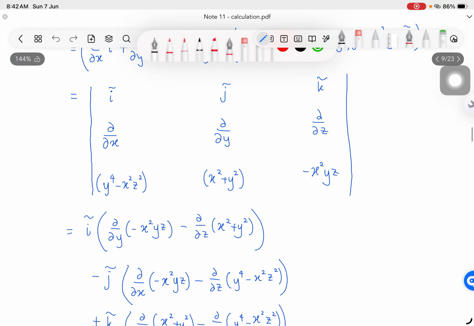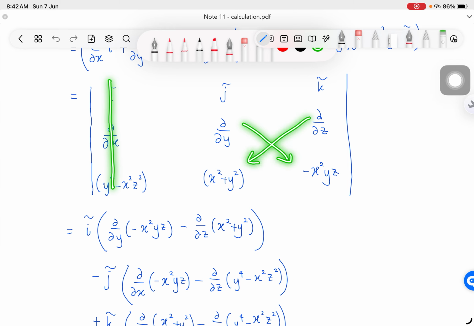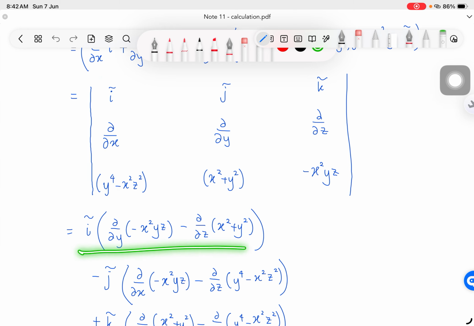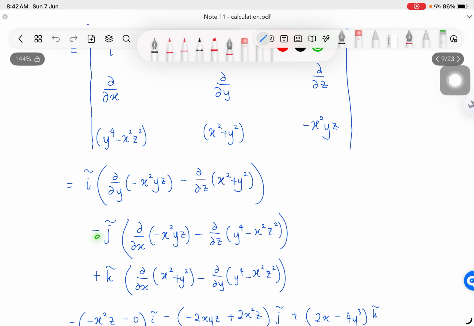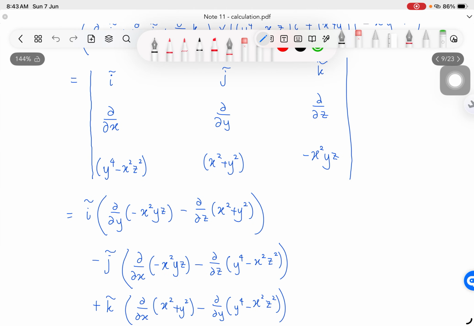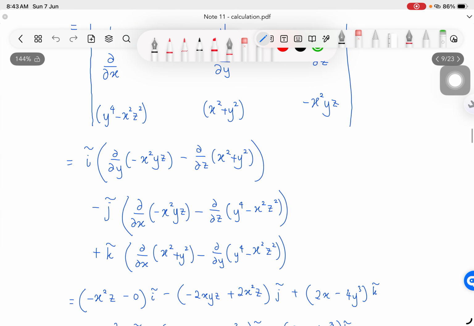If you want to find I, you need to close the I column, meaning that you multiply this one with this one, and you obtain this one. If you want to find J, you close the J column and multiply this one with this one, but make sure the sign of J in front here is negative. And for the last one, K, close the column of K, so you cross this one with this one, and you obtain this one.